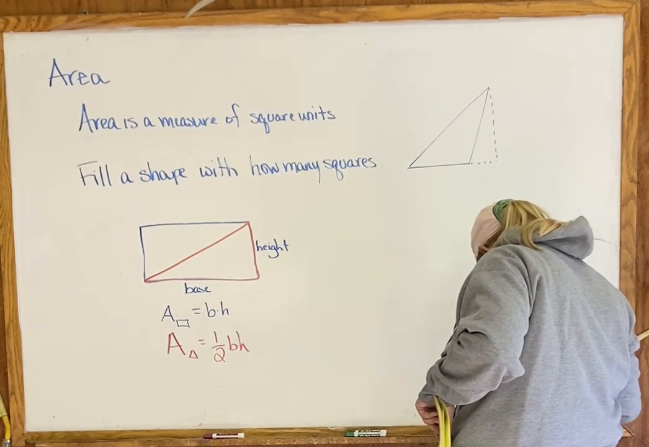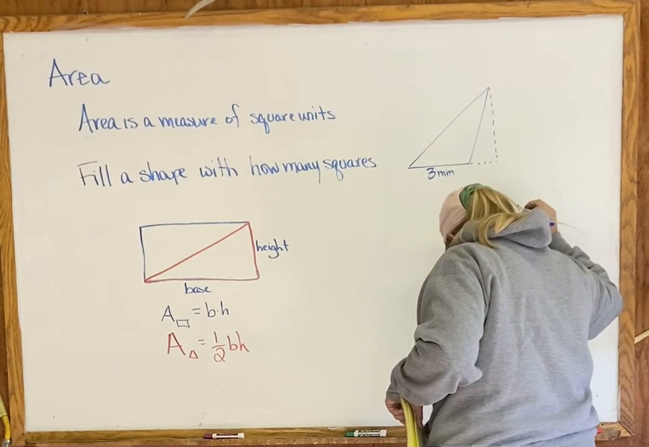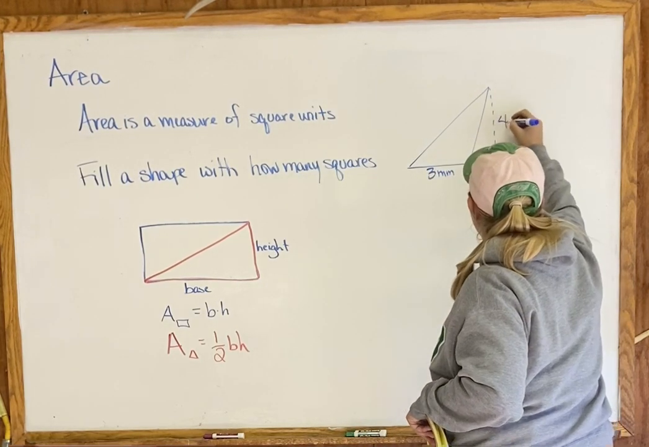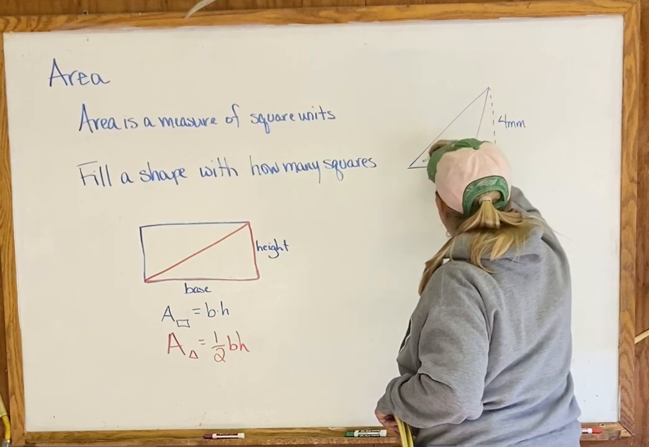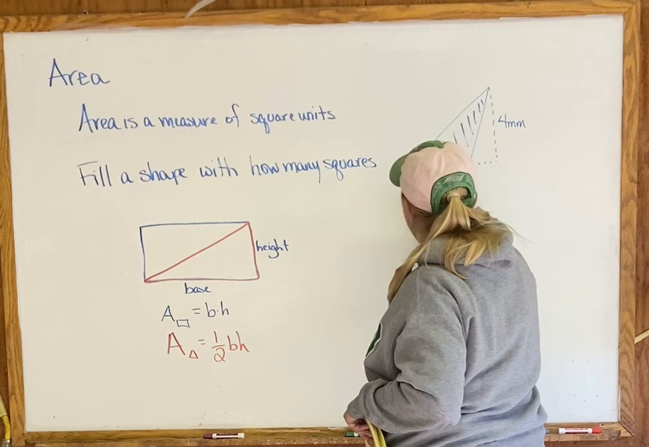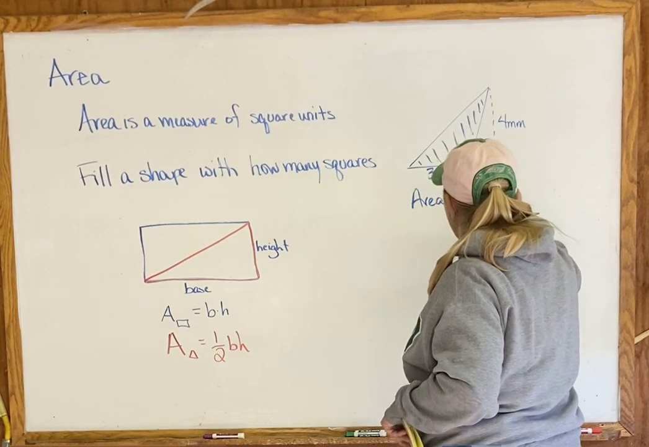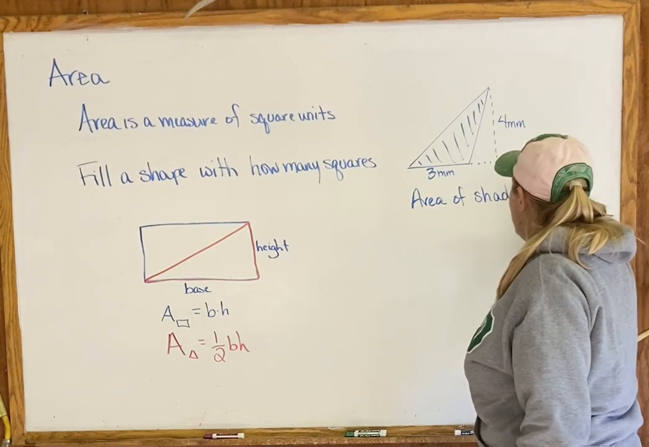Okay, so this tells us that this is 3 millimeters and this is 4 millimeters. Okay, and we want to find the shaded region. So find the area of the shaded region.